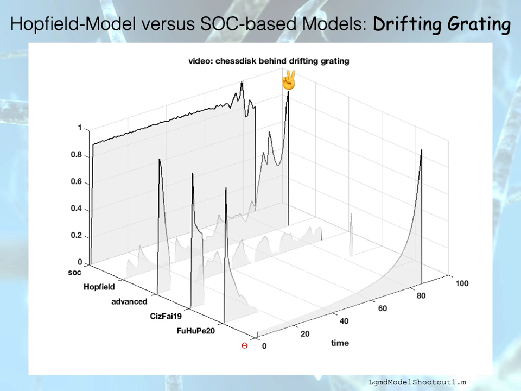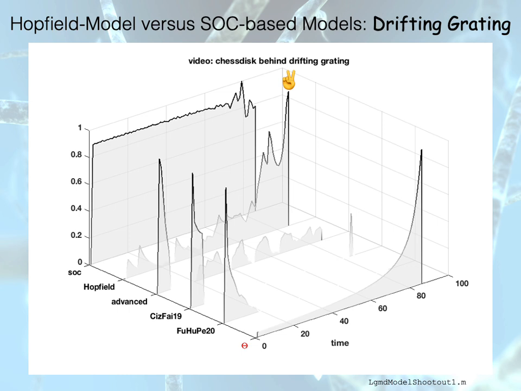The advanced model shows some noisy responses, but you couldn't tell from observing this activity whether a collision occurs or not. The SysPhi 19 model, well, it shows in the end a small response. But of course, you never can tell whether it was noise or whether it's something that's dangerous, like a collision. And finally, the FU-UP20 model prefers not to respond at all.